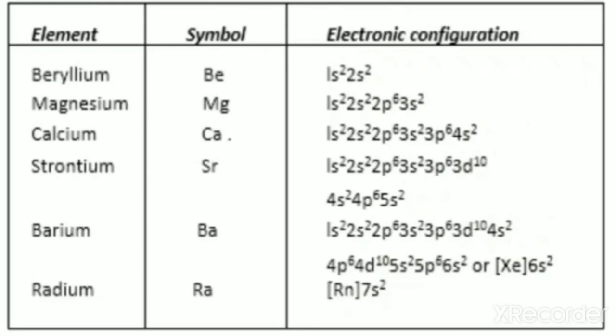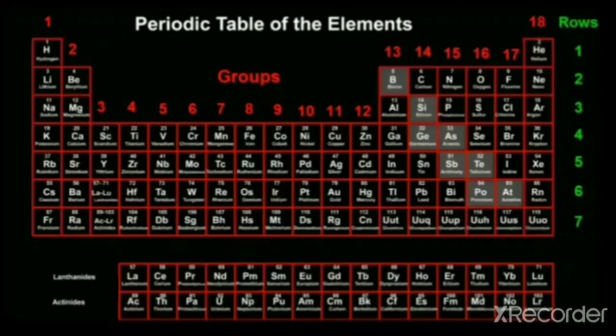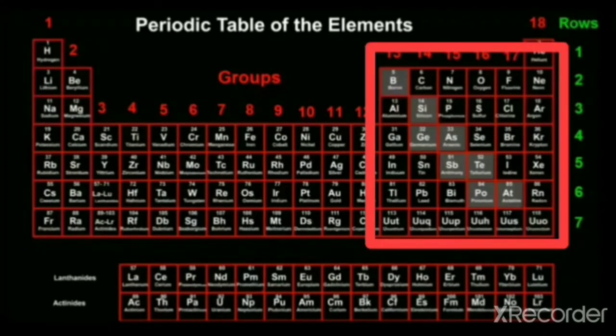Similarly, if we take examples like the elements boron, aluminium, gallium, indium, thallium, when we observe these elements in the modern periodic table, you can find that boron, aluminium, gallium, indium belong to group 13. Group 13 is actually in which block? Thus, these belong to the p block elements.